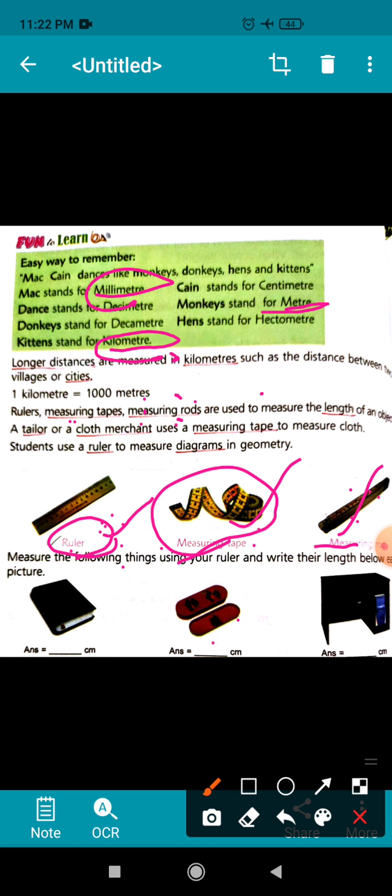Read this lesson once again. Learn all the units of length and learn the difficult words.